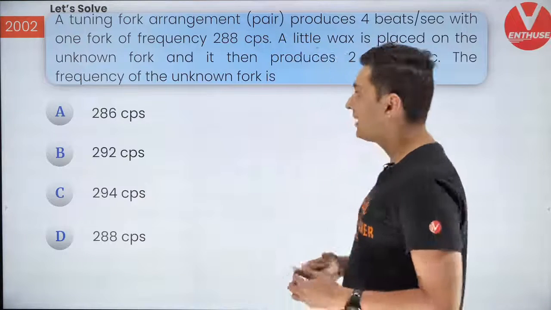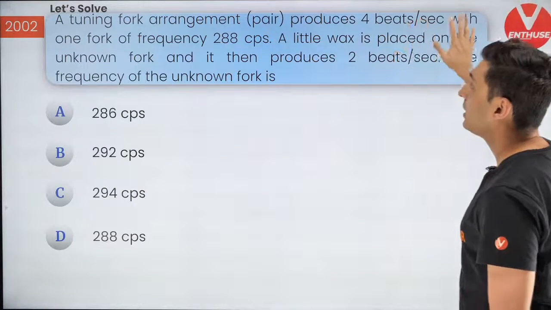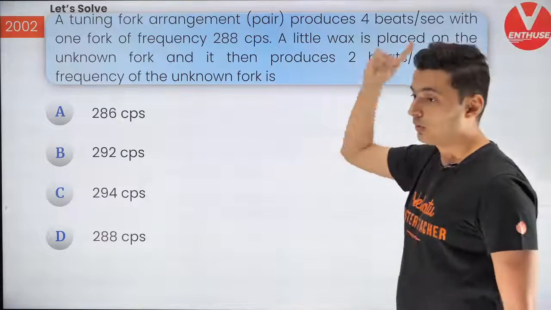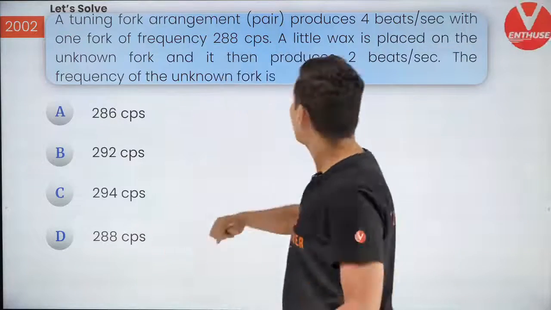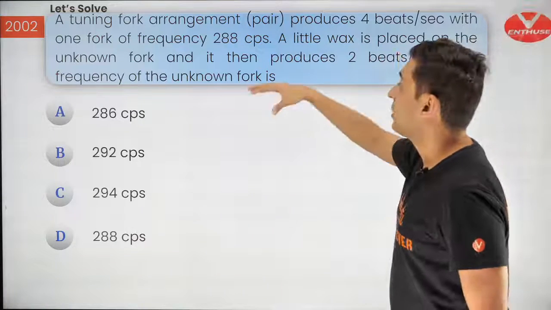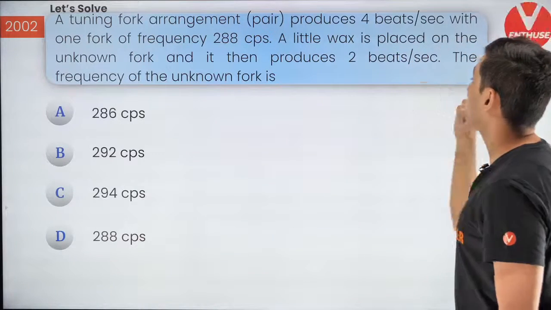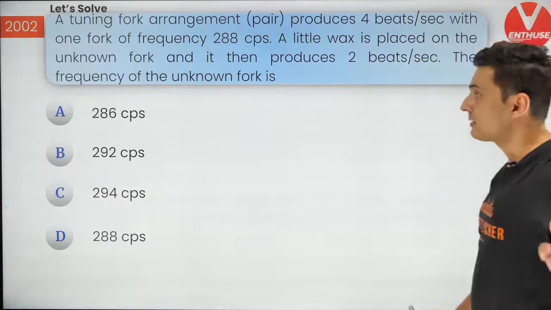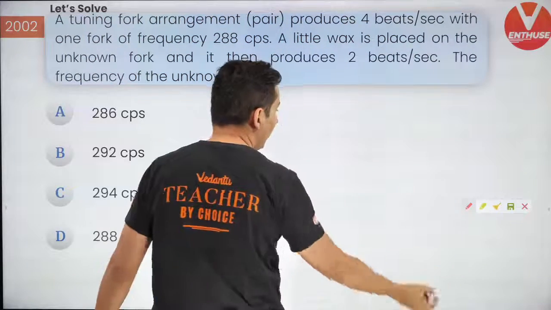Okay. How many of you get this? 2002 question. A tuning fork arrangement produces 4 beats with another tuning fork of 288 hertz. When some wax is placed on one tuning fork, then it produces 2 beats. What is the frequency of the unknown tuning fork? Guys, these kind of questions are very common. Now let's see how to do this.